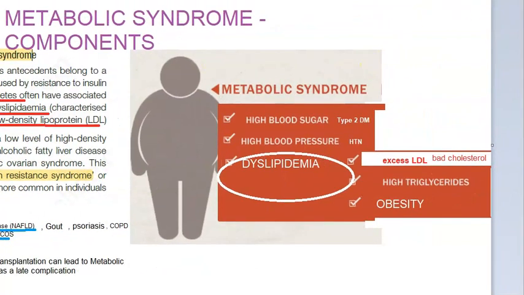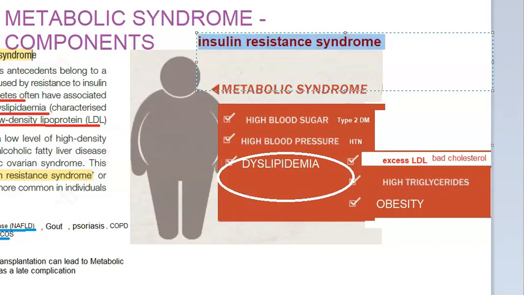Now, blood sugar. High blood sugar means they have diabetes mellitus. In that also, which type of diabetes mellitus are we talking about? We are talking about type 2 diabetes mellitus. That is why it is called insulin resistance syndrome. You have understood, right? What is this also called? Insulin resistance syndrome. Okay, so it is also called insulin resistance syndrome.